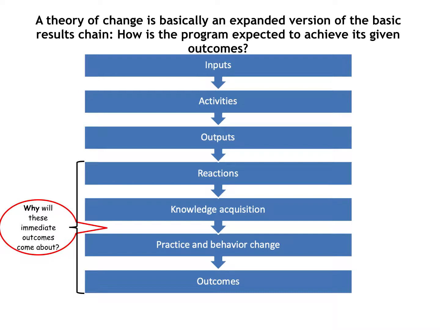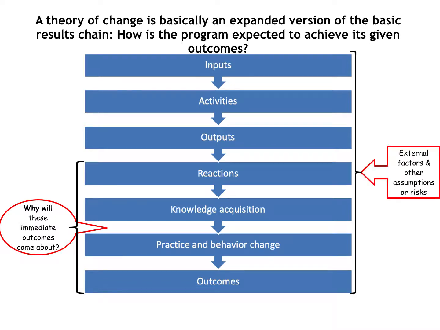To construct a complete theory of change, we also need to acknowledge and explain other external factors, such as other programs or initiatives that might influence the given outcomes for a program, as well as any other assumptions or risks that might influence the likelihood of change in the given outcomes. Remember, it's about systematically investigating the program's postulated theory of change when we're doing a contribution analysis.